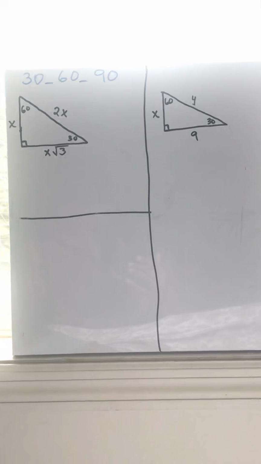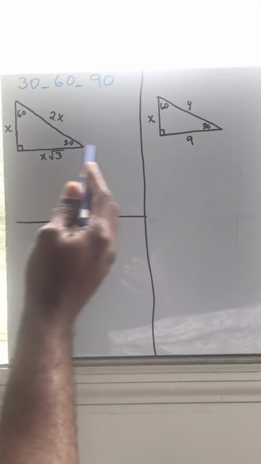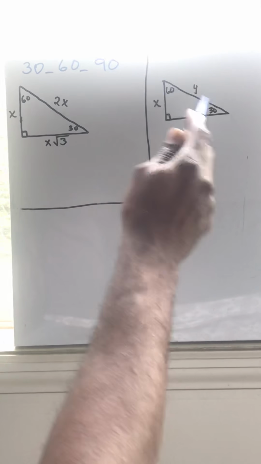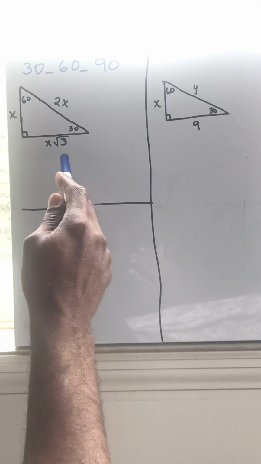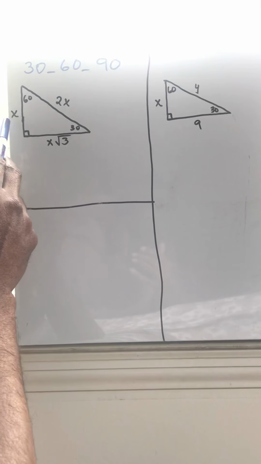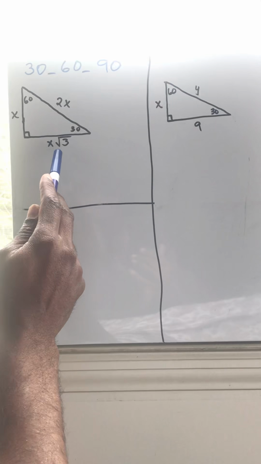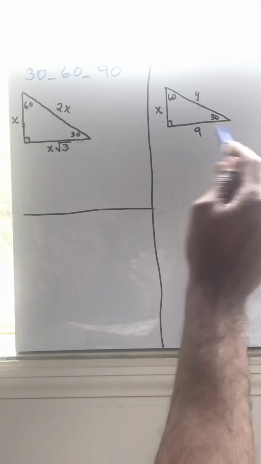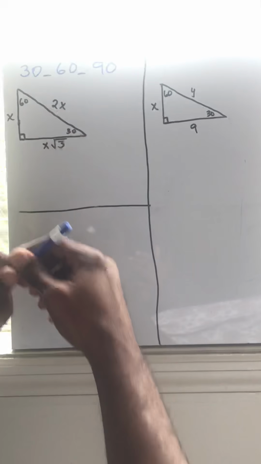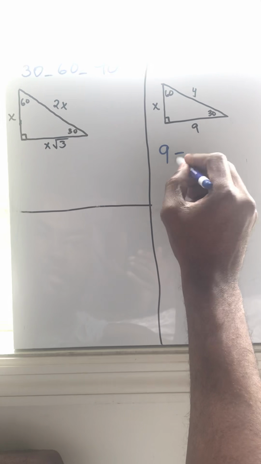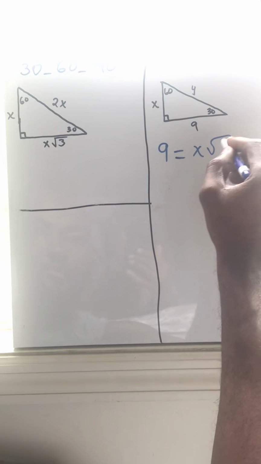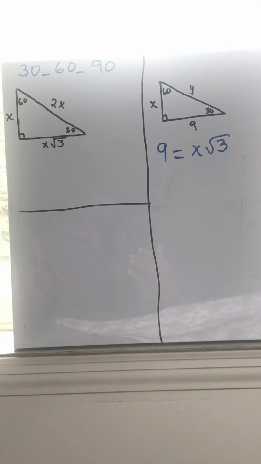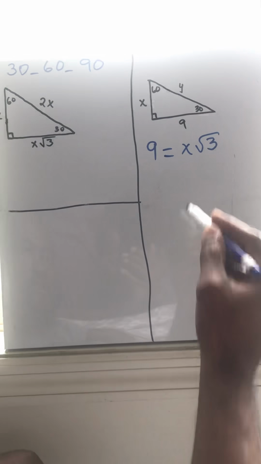So let's try to solve that problem. If you look at that triangle, I have a short leg, a long leg, and the hypotenuse. I want to find the hypotenuse and the short leg. I know there's a relation between the short leg, which is x, and the long leg. The long leg is the short leg multiplied by the square root of 3. So if I'm looking at these two triangles and using similarities, I could say 9 is equal to x square root of 3. So that's the relation. Now I'm solving for x.